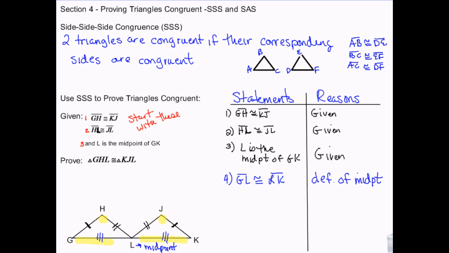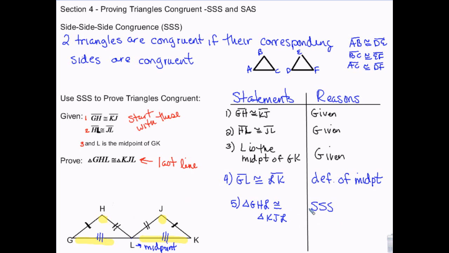I now have my side, side, side. And so my last line is triangle GHL is congruent to triangle KJL, side, side, side. This prove line will always be your last line. So givens will be your first line, prove will be your last line.